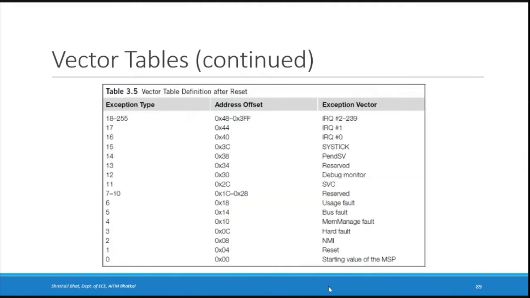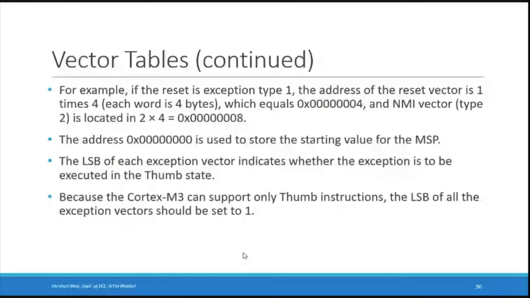For all the addresses, whatever we have in these particular locations, the LSB of each of them should be 1. Otherwise, it will again cause an exception. It will cause an error because it cannot operate in ARM state. Our Cortex M3 operates only in thumb 2 state, right? So the LSB should be 1. So that's one thing we need to take note of.